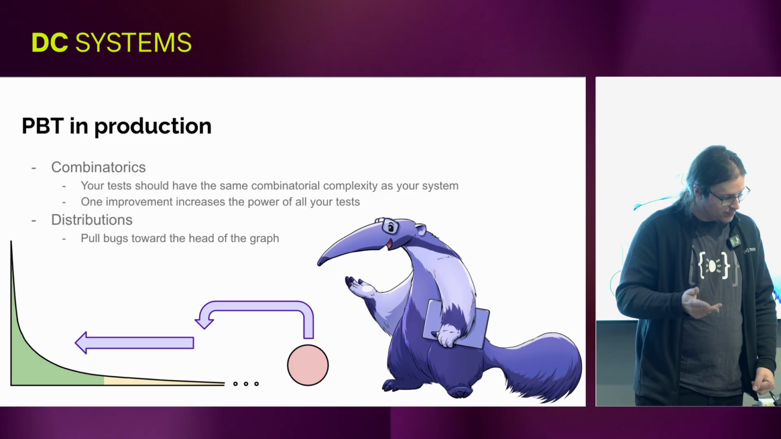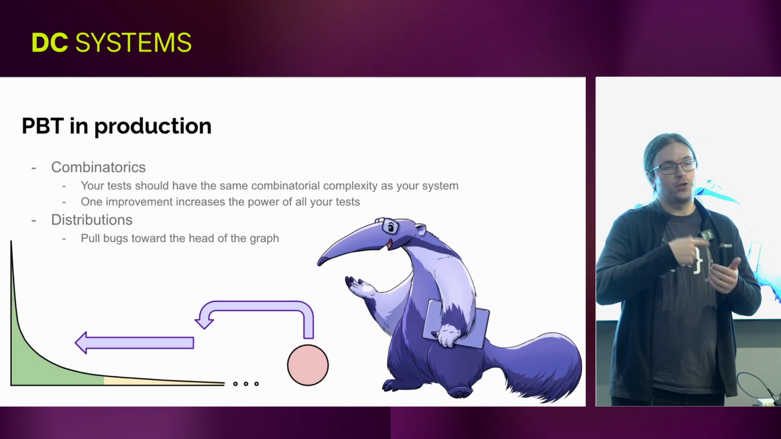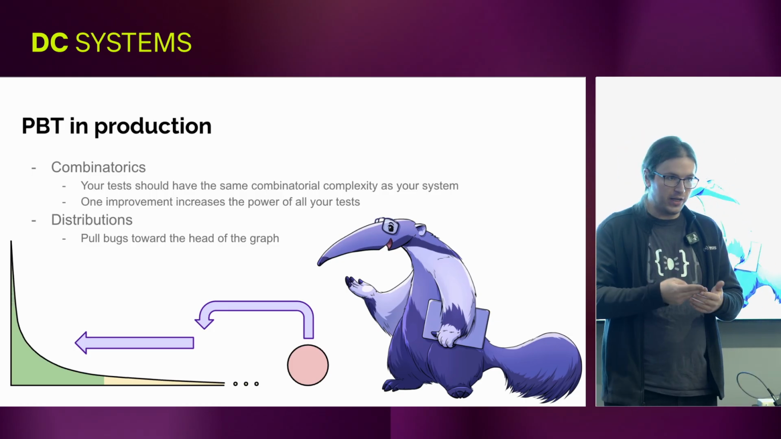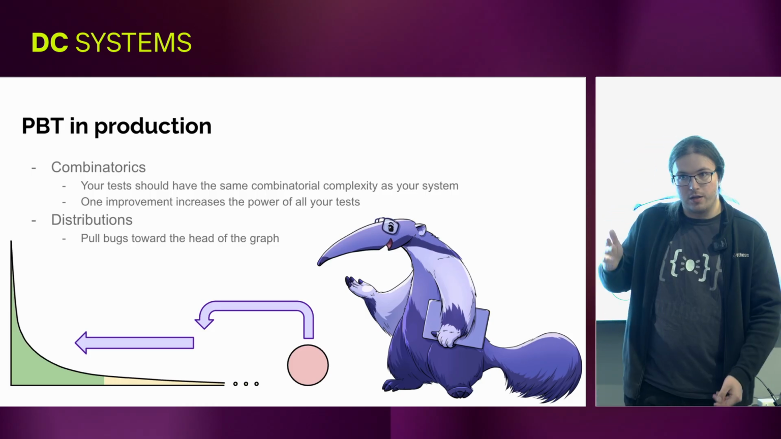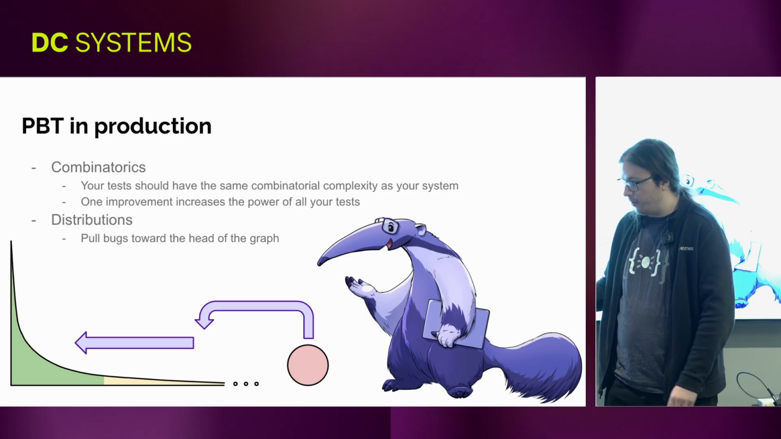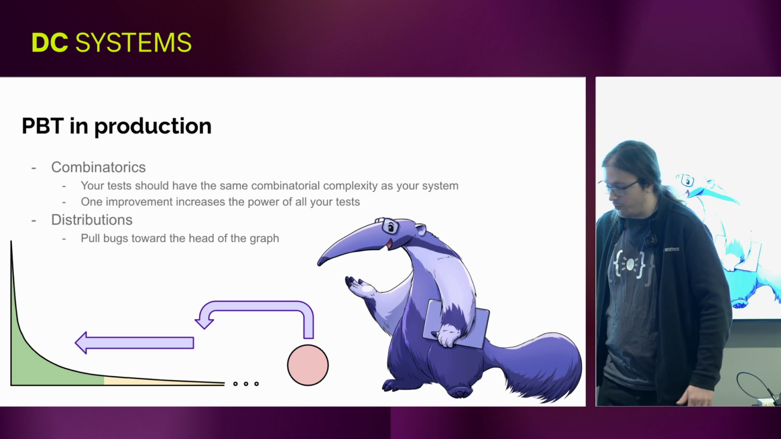And for distributions, once you have your tests, once you have your properties in place, once you've expressed the invariance that all of your functions should maintain, you can improve all of your tests further by pulling bugs toward the head of this graph.